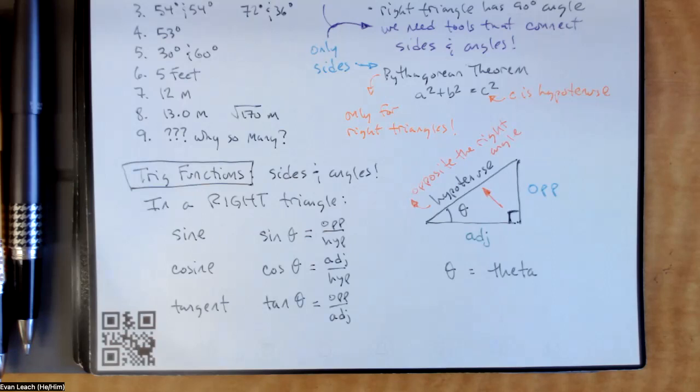So sine of theta is opposite over hypotenuse. Cosine of theta is adjacent over hypotenuse. Tangent of theta is opposite over adjacent. You're going to abbreviate this when you're trying to remember it. Sine is opposite over hypotenuse. Leave off the theta part. Cosine is adjacent over hypotenuse. Tangent is opposite over adjacent. So you're going to remember SOHCAHTOA.